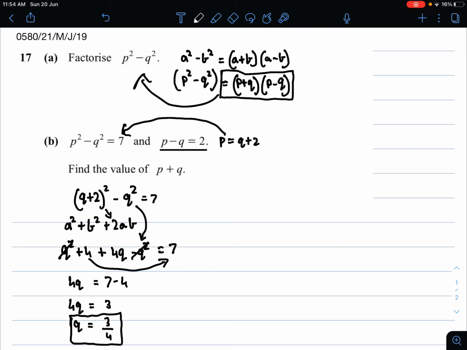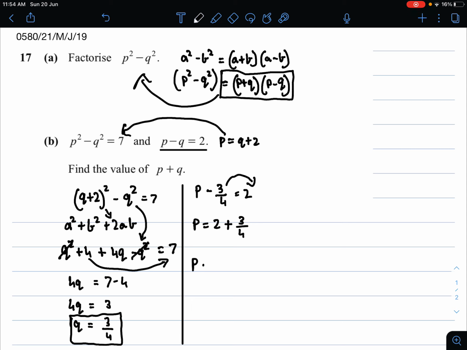Now let's go ahead and find our p value. So we know our q value as, p minus 3 by 4 is equal to 2. So we can move the 3 by 4 to the other side, negative becomes positive when you're moving from one side of the equation to the other. So p equals to 2 plus 3 by 4.